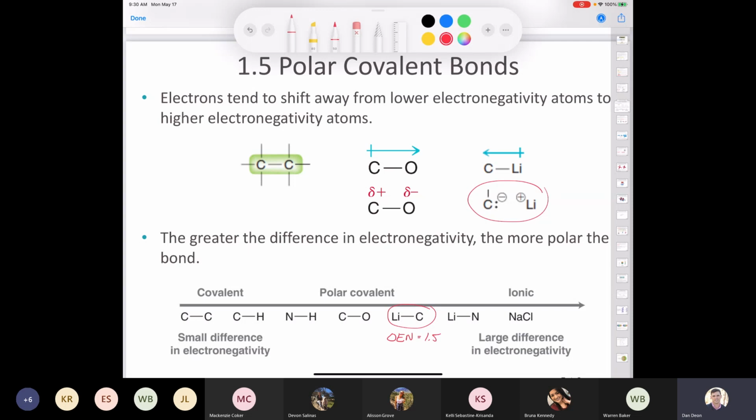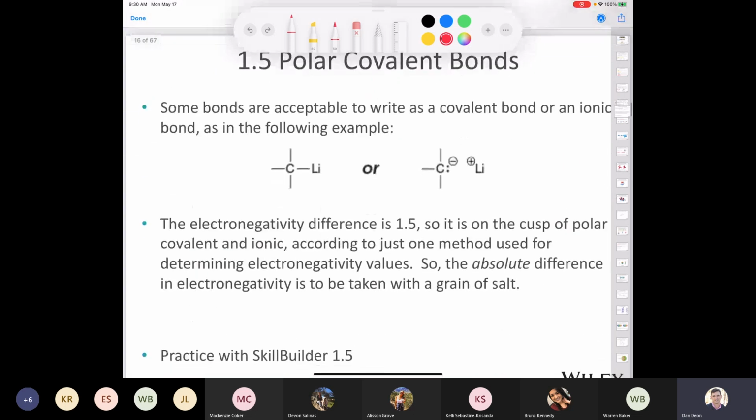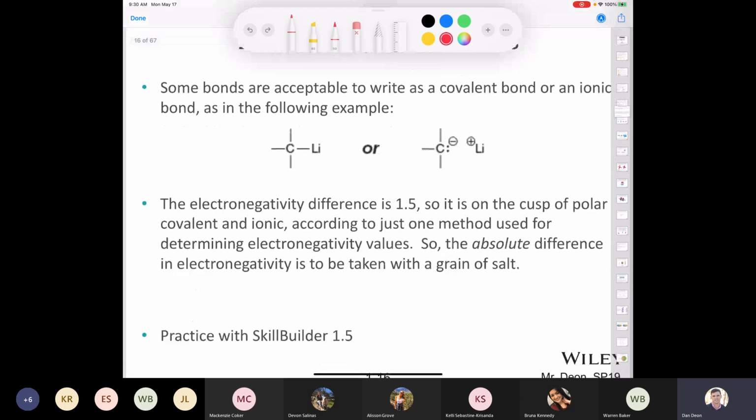So again, the arrow is just used to show a dipole. Wherever the arrow points, that's pointing towards the more electronegative element. And the greater the difference in electronegativity, the more polar the bond. Here's that example that I was talking about. The carbon-lithium bond, if you do the math, the difference is 1.5 units of electronegativity. But whenever we draw a carbon-lithium bond in organic chemistry, we're always going to draw it as if it's ionic. Another example would be carbon-magnesium, which is right on the cusp, and we'll always draw that as being ionic. And so you've got to take these values with a grain of salt.